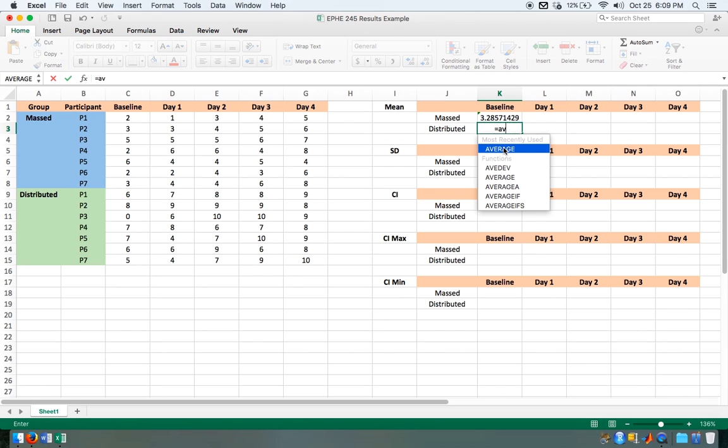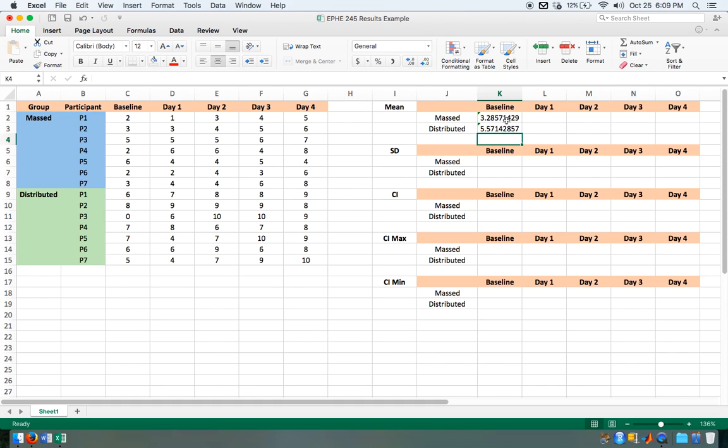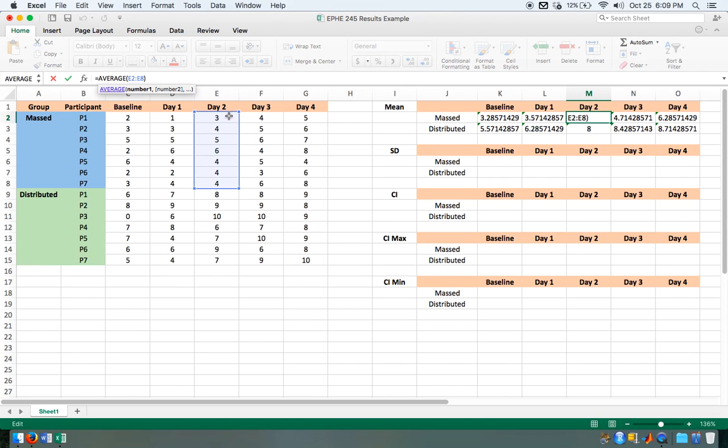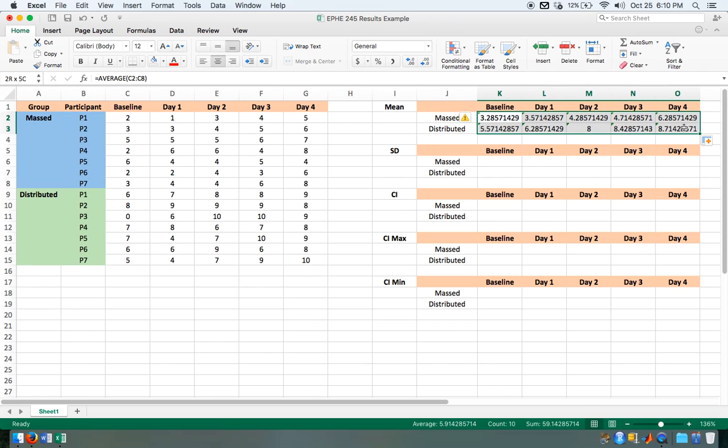So I'm going to do again average, but this time for the distributed group. So distributed baseline, the average. There you go. Now if you don't know this trick, basically you can pull this across now, and what it's going to do is it's going to take each next column. So you see on day 2, now it's looking at the day 2 column. So what I have there is my mean for every day and the baseline for each group.